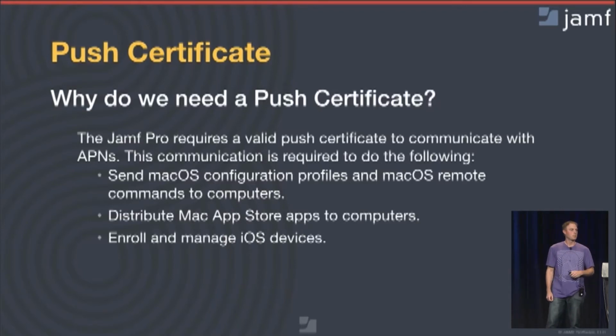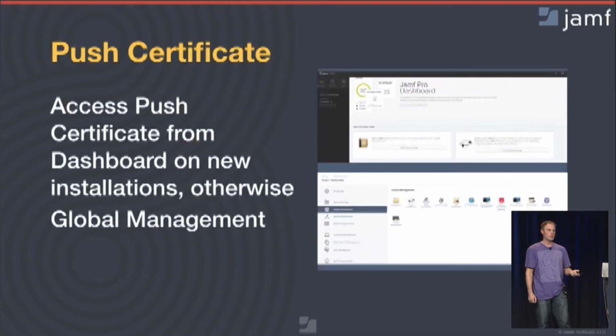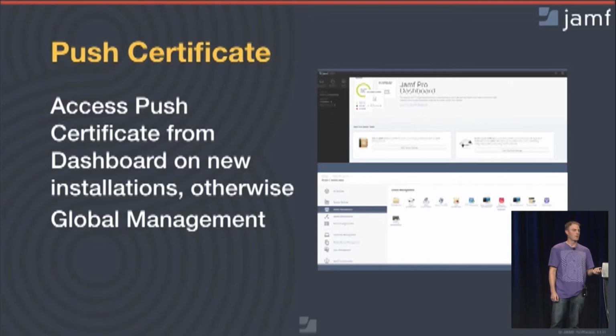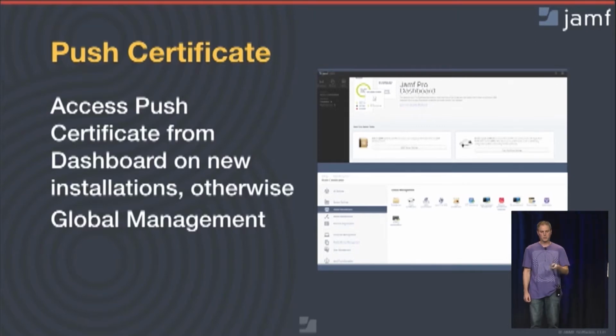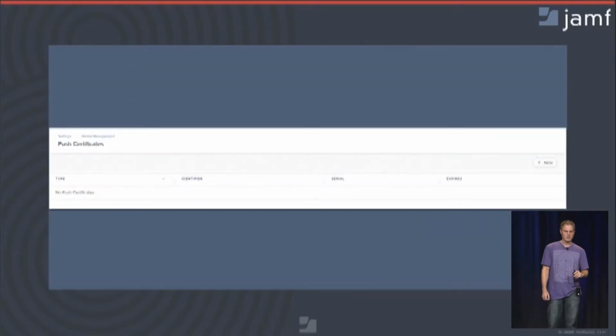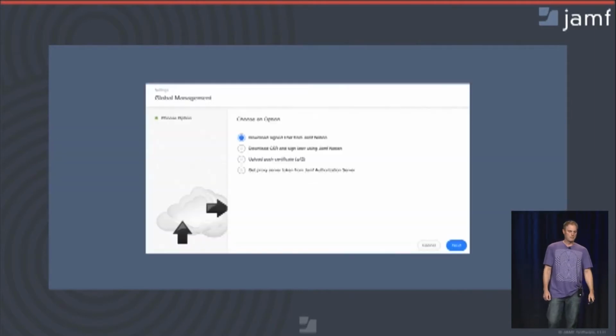Where can we create the push cert? If you're just spinning up Jamf Pro for the first time, there's a link right there at the dashboard. Otherwise, we can go through Global Management and create it from there. For the first time, you'll see there won't be one there, so we'll go ahead and click on New. The first option will be to download the signed CSR from Jamf Nation. It's a nice little automated process that we have.